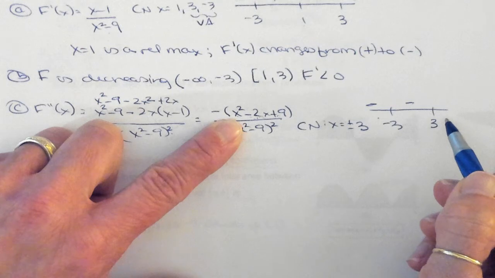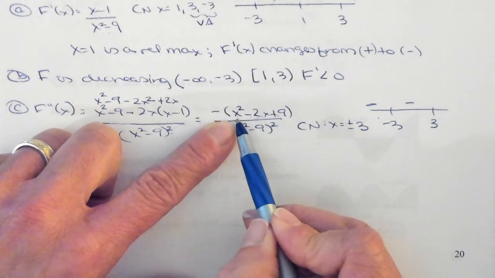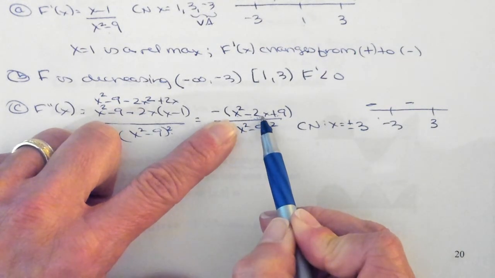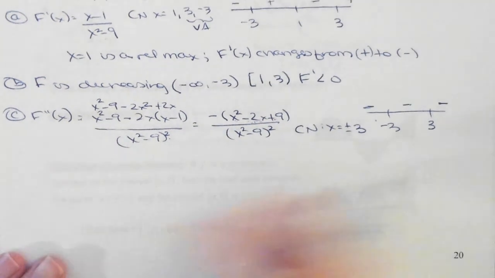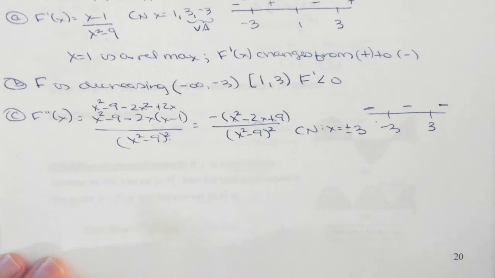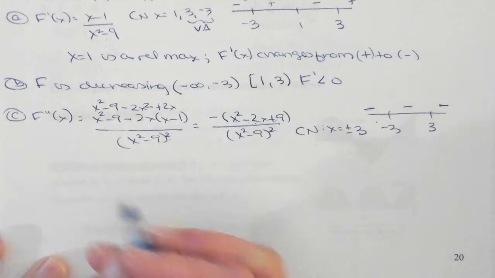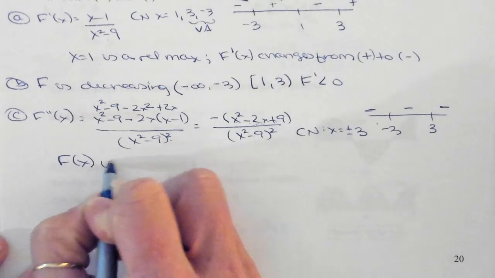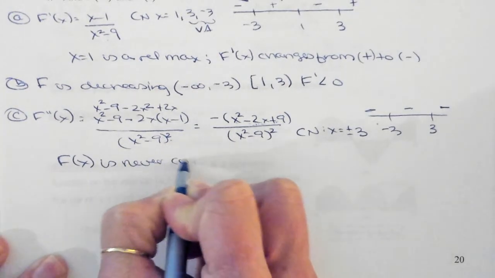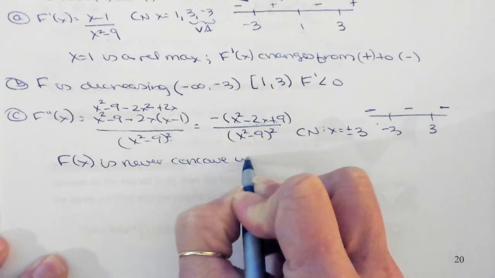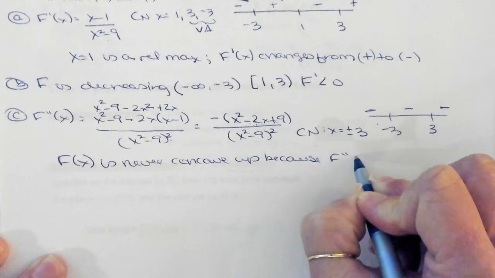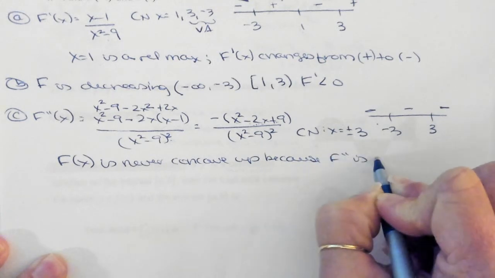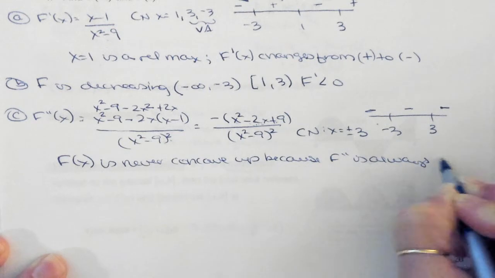Plug in 4. This is 16 minus 8, still positive, right? 16 minus 8 plus 9, take the opposite, negative. So the question was, find open intervals over which f is concave up. What are you going to tell me? Yeah. F of x is never concave up because f double prime is always negative.